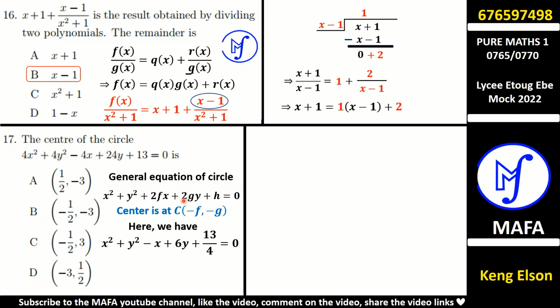So we now compare coefficients. You see that 2fx is equal to negative x, so our f is negative half, and then 2gy is equal to 6y, so our g is equal to 3. So the center is at the point negative f, so negative of negative half is half, and then negative g, just negative 3. So the answer is A, half, negative 3.